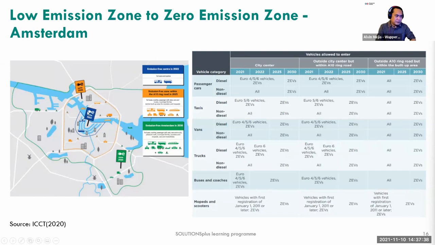Kung makita niyo po dito, they divided the city into three different zones: the center, this inner circle here, and the wider area. And they are adopting different compliance mechanisms for each of the zones, depending on the type of vehicle, depending on the emission standards. And then they also have a progressive timeline leading up to 2030.